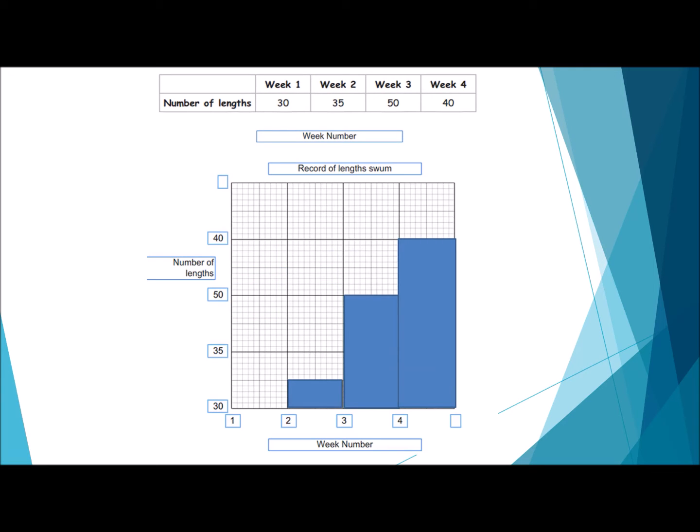And let's look at one more. I'll give you a couple of seconds again to think. Okay, so let's look. We've got all of our titles on, all our labels. Our scale goes 30, 35, 50, 40. So that's not going to get a mark. Week 1, 30 then. Week 2, 35, no. Week 3, 50. No, I don't think we'll be able to get a second mark there. So just 1 mark for correct labelling for that person's graph.